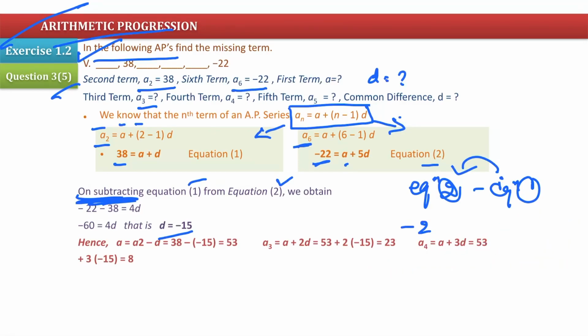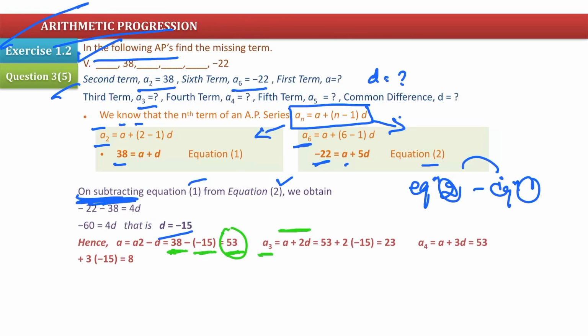So here I am going to show the method. A is equals to A2 minus D, that is 38 minus minus 15, it becomes 53. A plus D, I am going to write like this: 38 value, the minus 15 D value I am going to assign, and it becomes 53. The A value becomes 53.